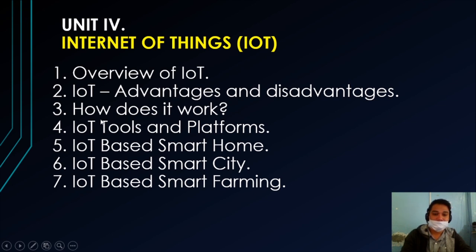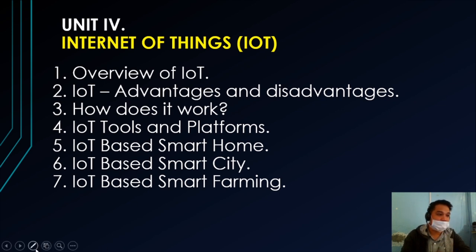Next is IoT tools and platforms. So, how IoT tools and platforms are used for developing IoT projects. So, IoT-based smart home, smart city, smart farming. So, marami yan. So, medyo challenging also topic na yan. Okay, next.